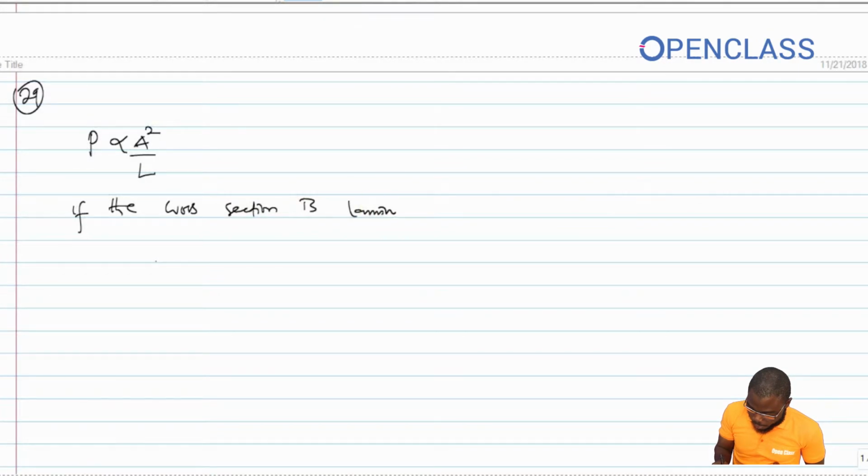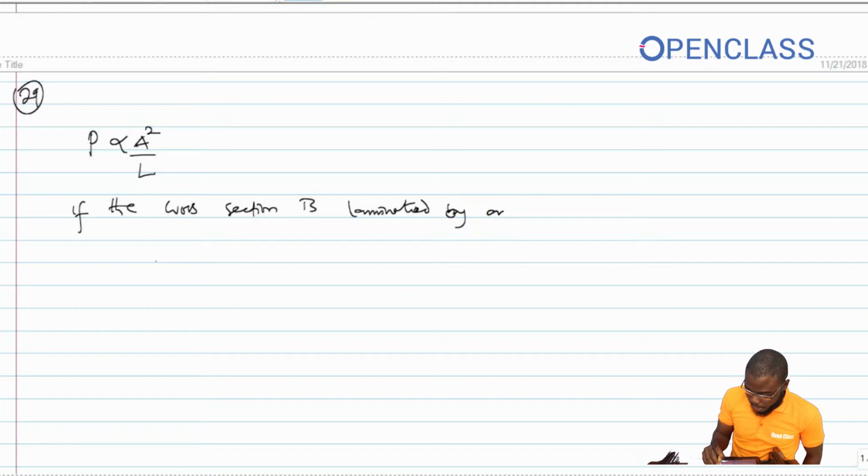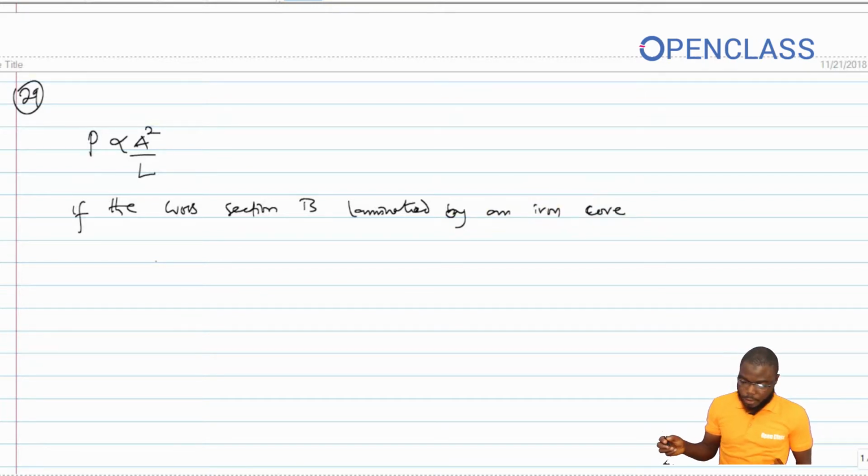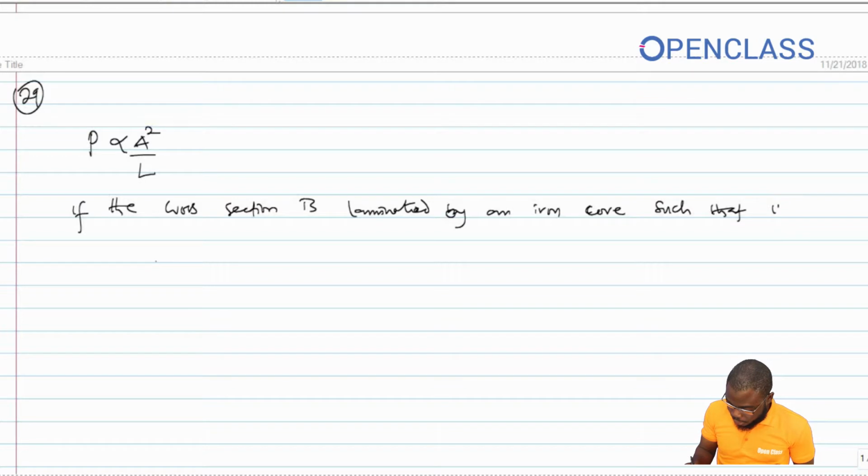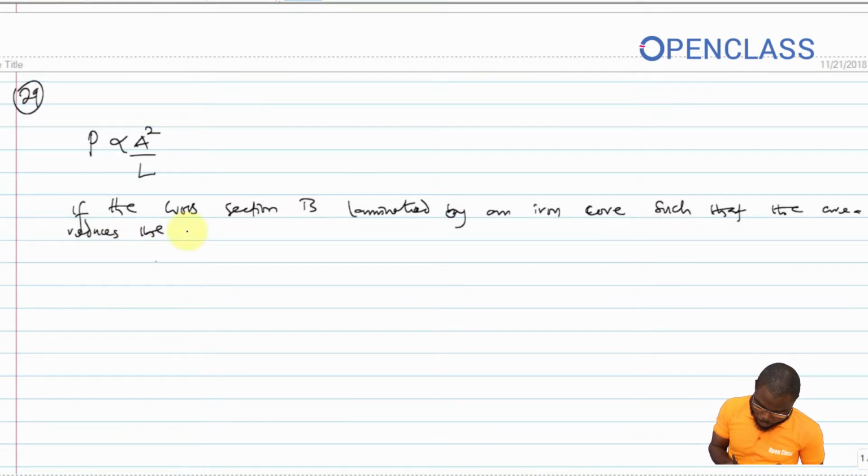So if the cross-section is laminated by an iron core, such that the area reduces to half, this would reduce the power dissipated.